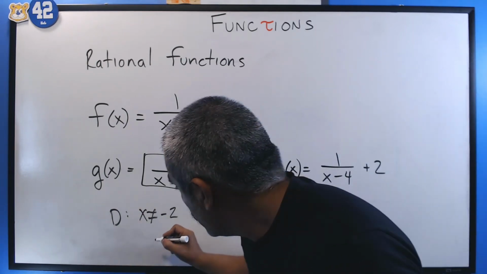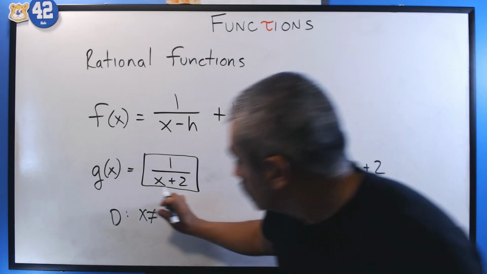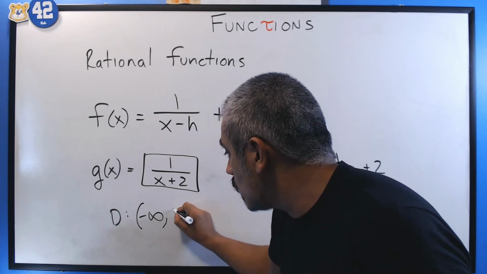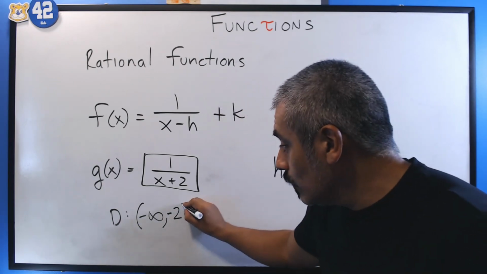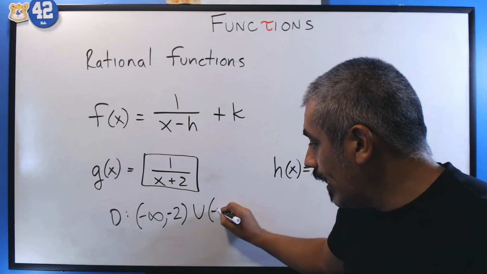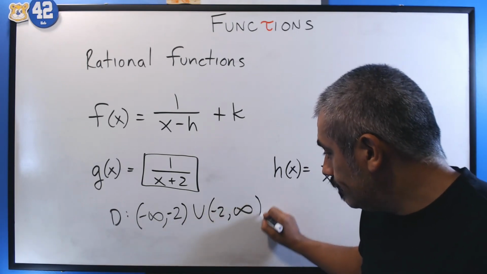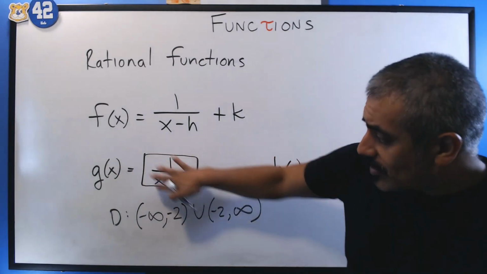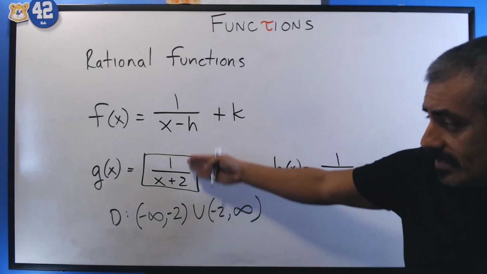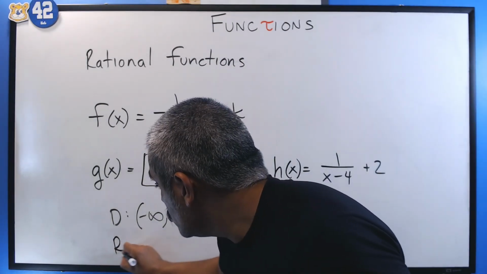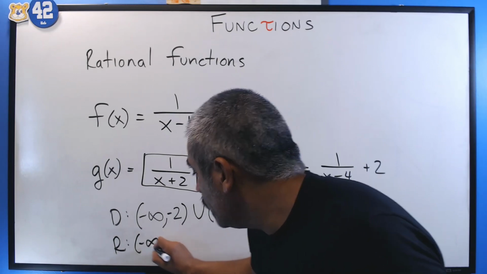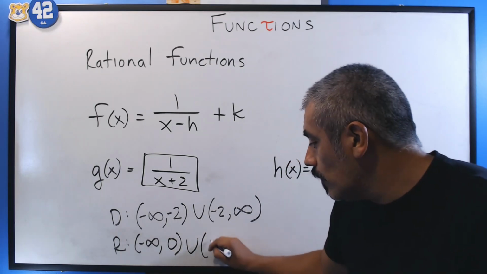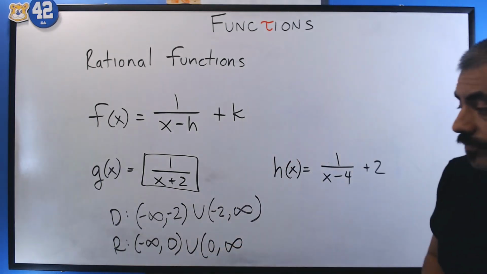So we're going to say domain. We're going to start at negative infinity for our domain, and we're going to stop at negative 2, not including negative 2, union, negative 2, and then we can go all the way to infinity. Based on that, we know that this fraction can never be 0, and that's the only value that this is not going to be. So we're going to say the range is going to start at negative infinity, stop at 0, skip 0 and go from 0 to infinity.